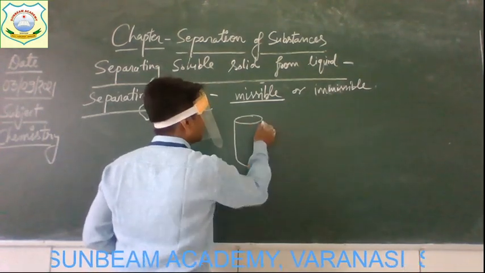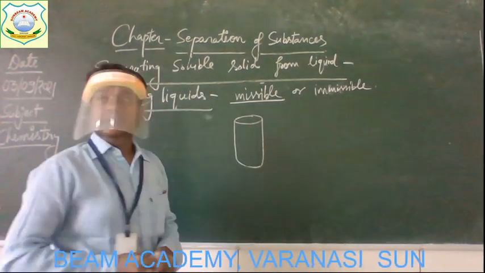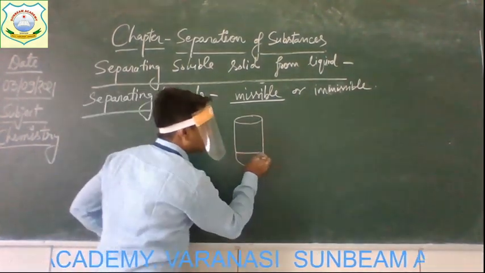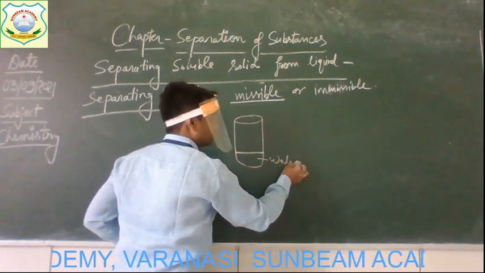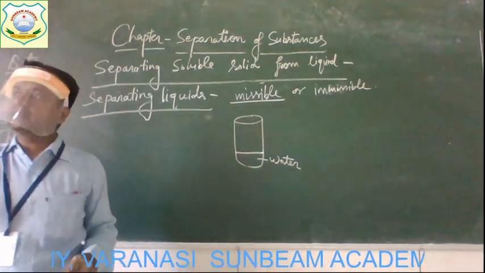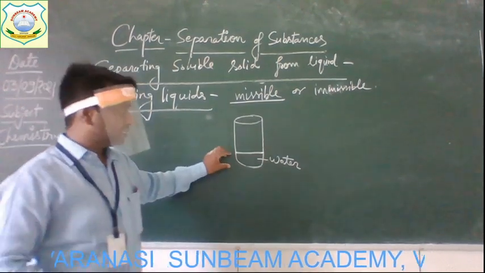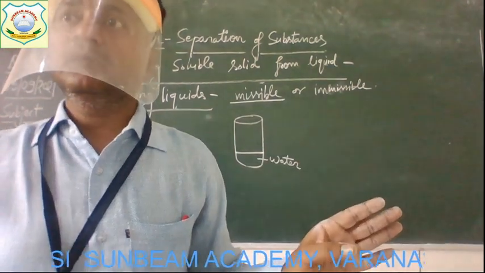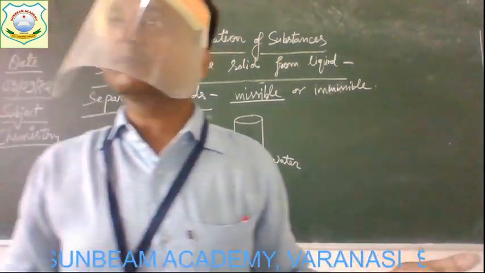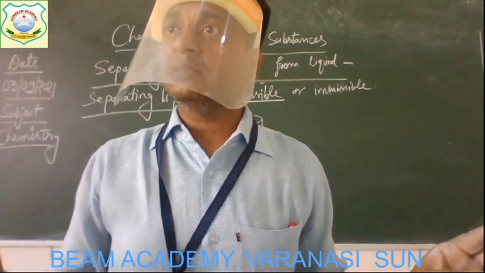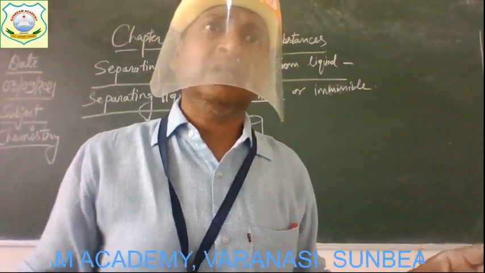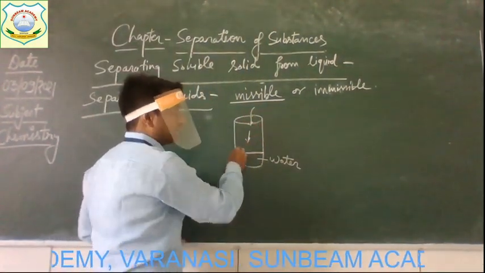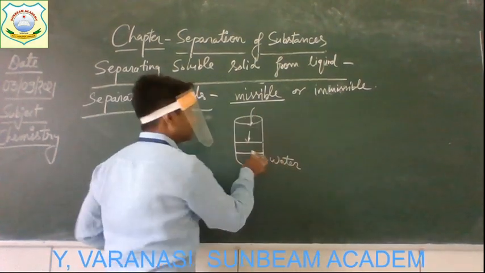suppose this is a glass in which you have taken a liquid, say water. Water is the liquid now. So you have taken this much water, and now you have added the same amount of your cough syrup. Everyone knows the cough syrup, that we generally use at the time of coughing. It's very common. Now use two or three spoons of cough syrup in this glass and mix with the spoon.